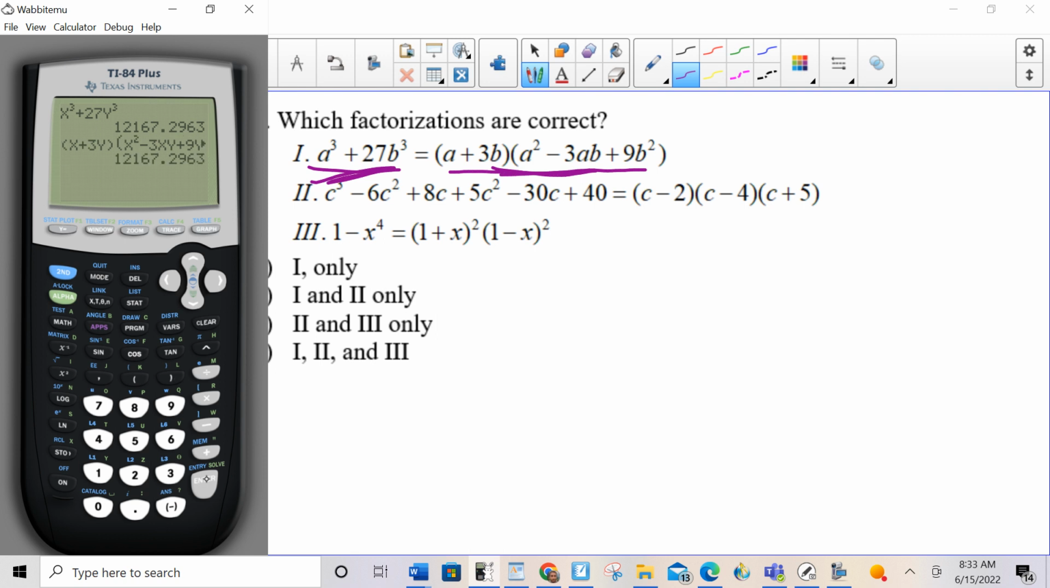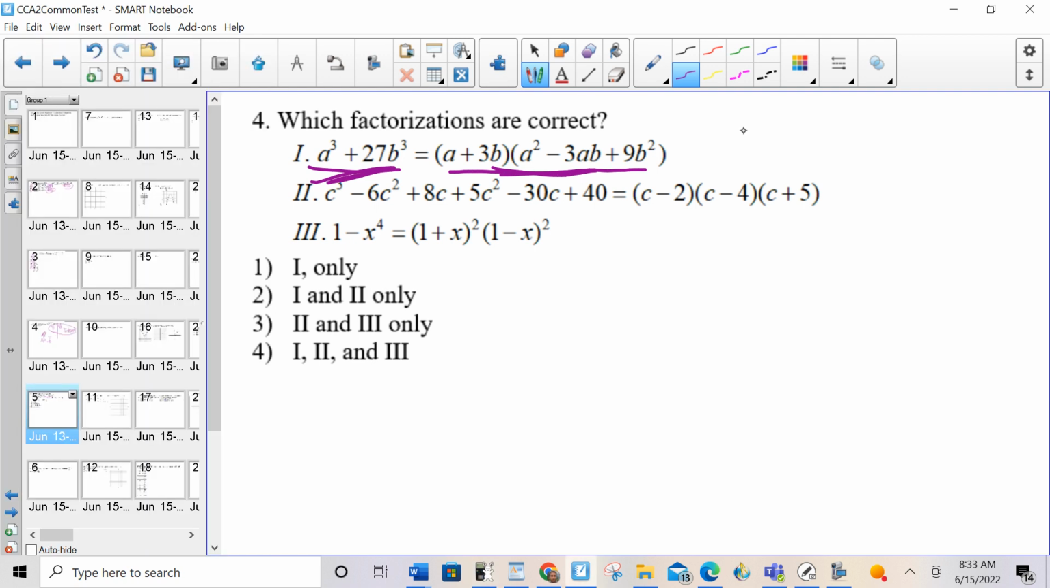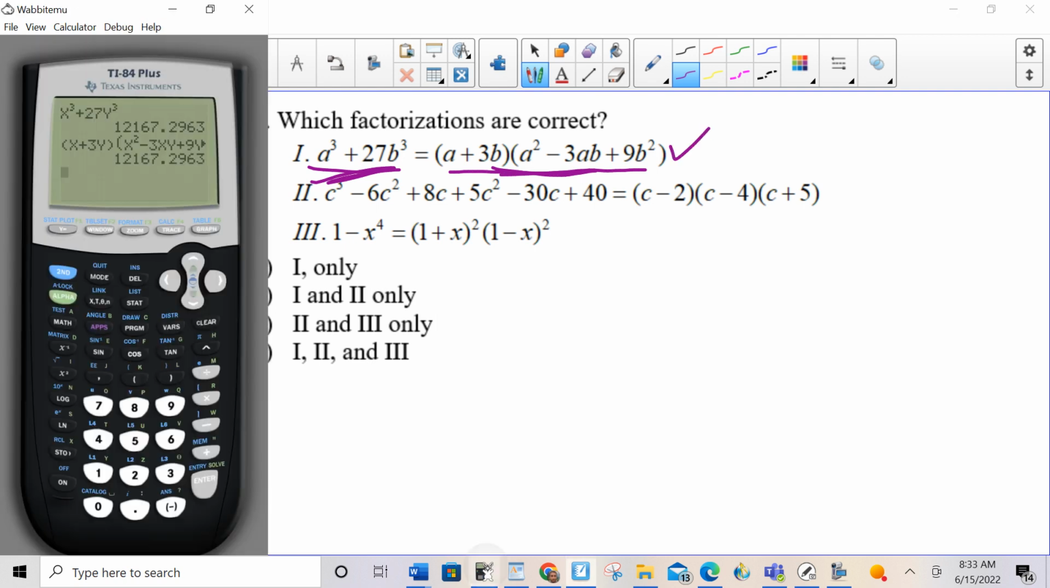Does the left-hand side equal the right-hand side? Yes, they're both 12,167.2963. So that one works. Now I'm going to try choice two. The left-hand side: x cubed minus 6x squared, missed the minus there. It is definitely harder to type on my little screen than on your actual calculator. So if I can do it, I think you can handle it. Minus 30x plus 40. That's my left-hand side.